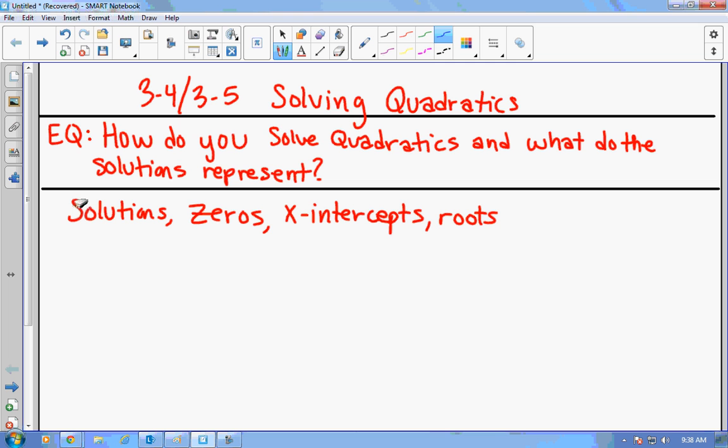So, we're going to solve the following quadratic and find the solutions, zeros, x-intercepts, and roots. X squared minus 16 equals 0. I said solve. What would you think to do when you saw an equation like this? Chris? Just a 0?